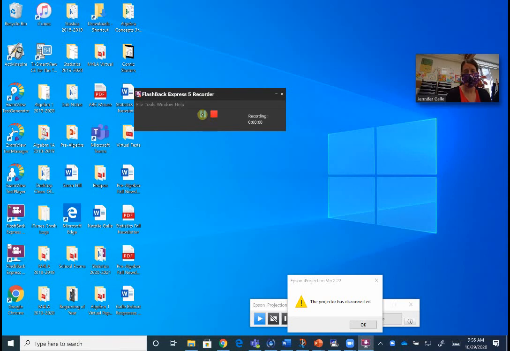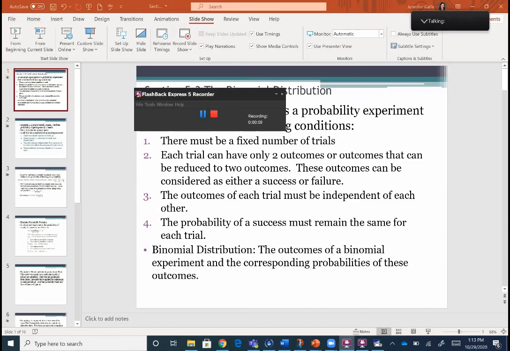Okay. So today we're going to take a look at section 5.3. It's called the binomial distribution. We have been working with probability distributions for discrete random variables. We've made them in table form. We've graphed them. We found mean, variance, and standard deviation. We did all those things.